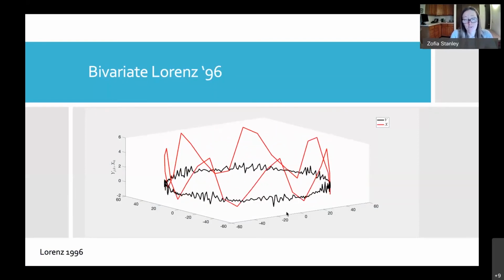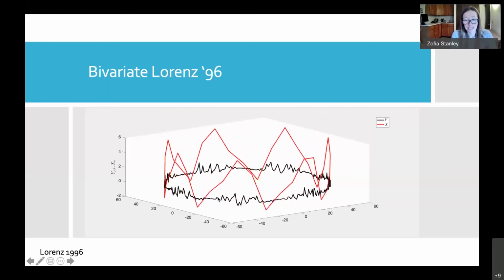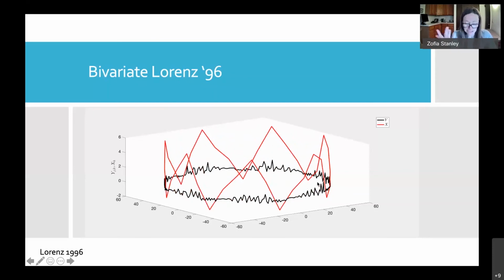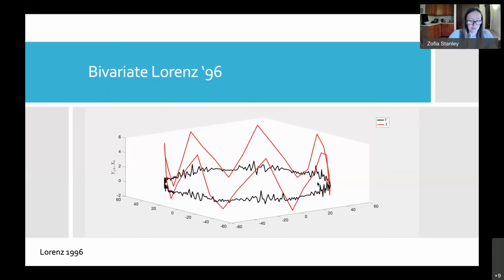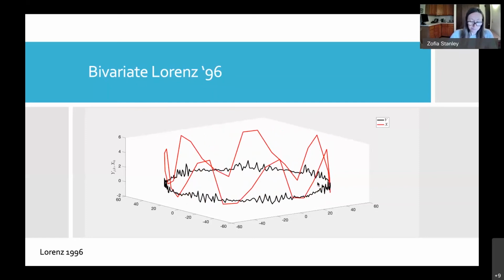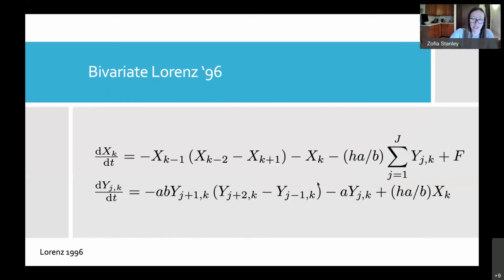And then we also have this larger red process, which is referred to as X. And this can be thought of as smooth large scale waves. And so the governing equations are here. I won't go too much into these, but there are some different parameters here, and we pick basically all the same as Lorenz did in his 1996 paper, except that we do vary the coupling strength H from what he chose.